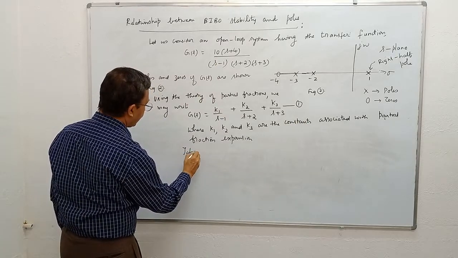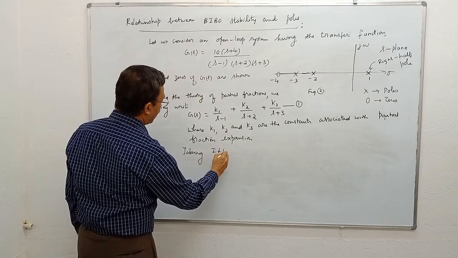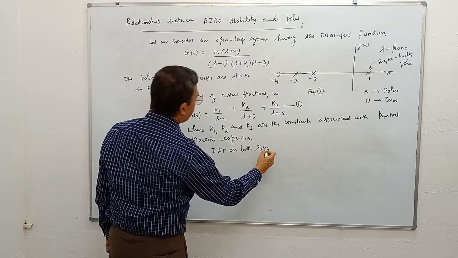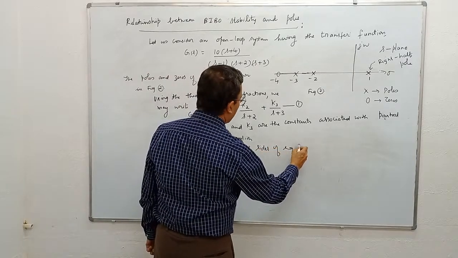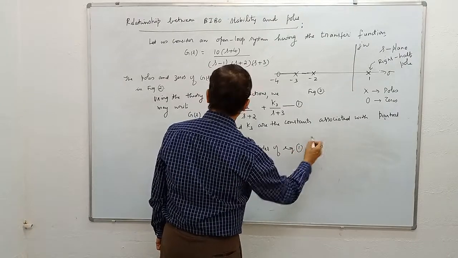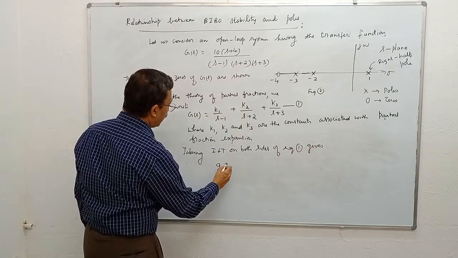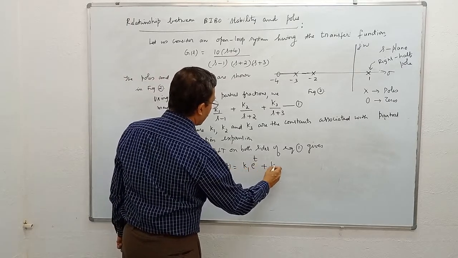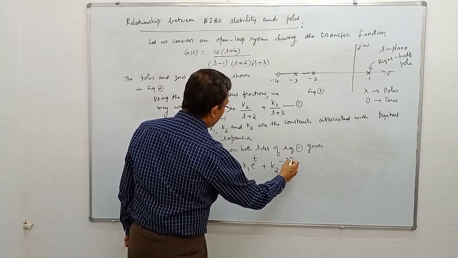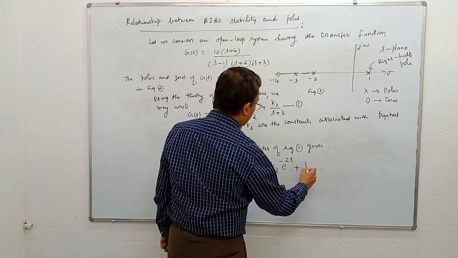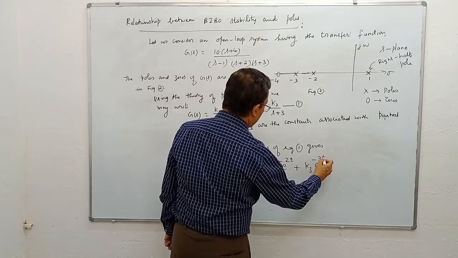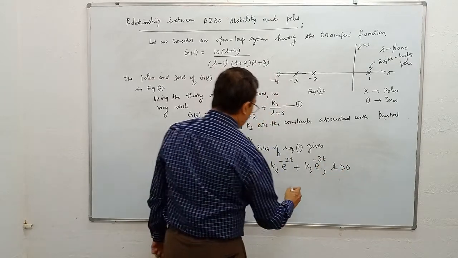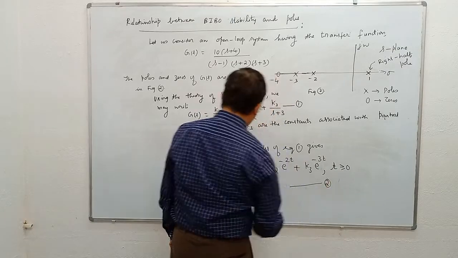Taking inverse Laplace transform on both sides of equation 1 gives g(t) = K1 e^t + K2 e^(-2t) + K3 e^(-3t), t greater or equal to 0. This I call equation 2.